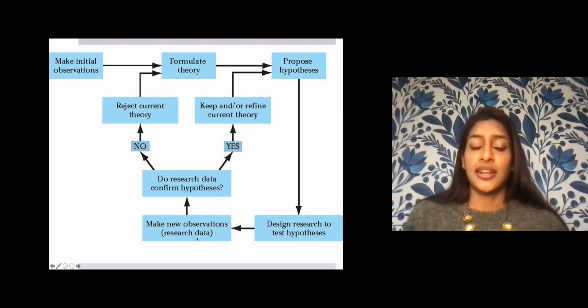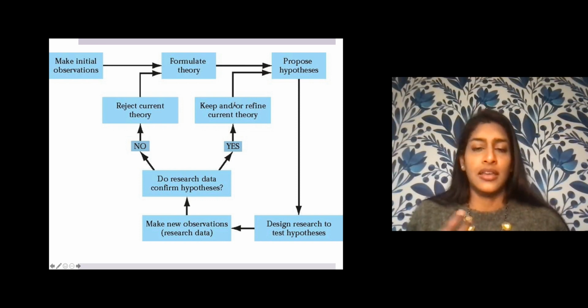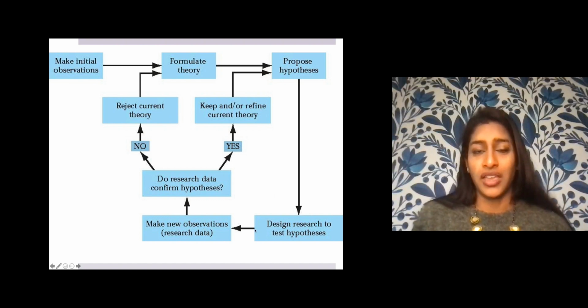We take a look at the data. Does that data confirm our hypothesis? Then yes, we can keep that theory, or maybe we might refine it with additional data or additional questions. If the research data does not confirm our hypothesis, then we're going to reject our theory, okay? And this is when we might come back and formulate a new theory.